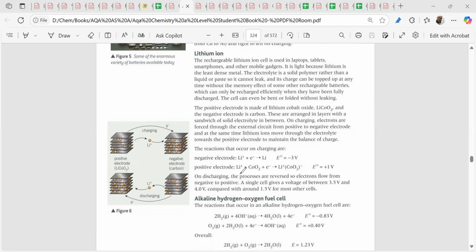What happens over here? We are taking the negative electrode, and we get a reduction reaction at the negative electrode. Li+ + e- gives you Li, and Li+ + CO2 + e- gives you this. You have to memorize this, right? This is charging. Please underline this. Underline the charging. This is not discharging, it is charging, just opposite. They actually did not follow the trend over here, guys.